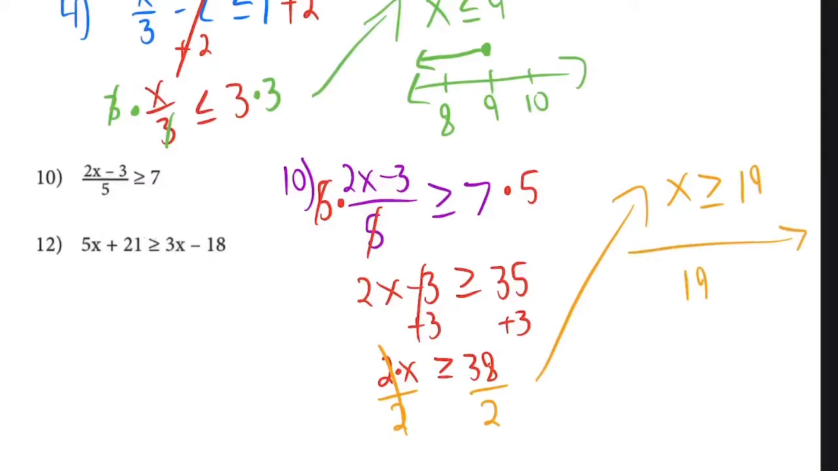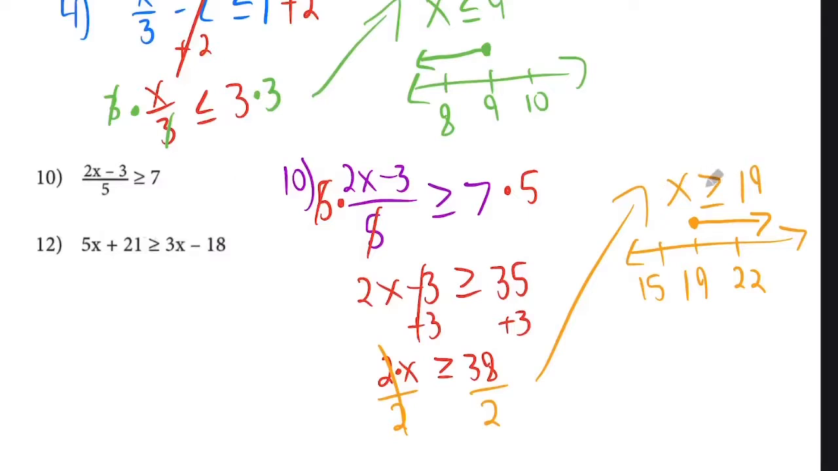So we need a number line with 19. Something smaller than 19, something larger than 19, and can we be 19? It says we can be equal to it, so yes, we can be 19, and then we need to be larger than it. Everything on this line is a solution to this inequality.